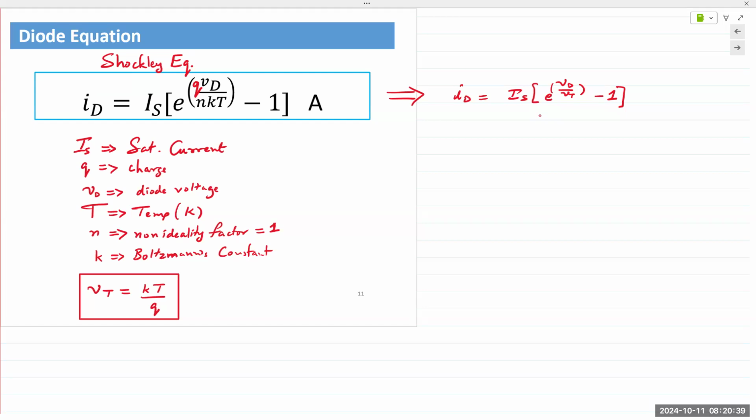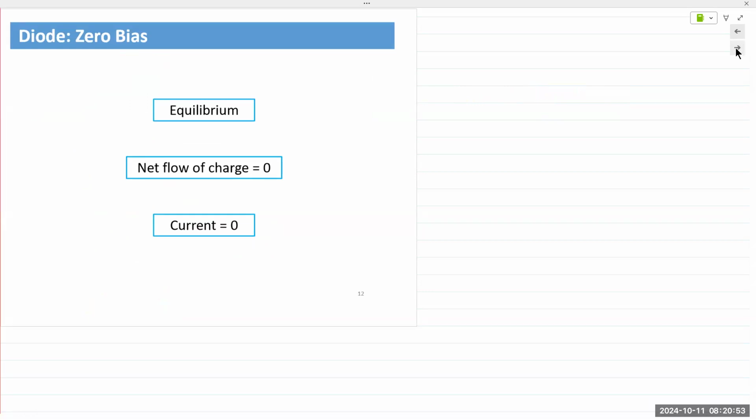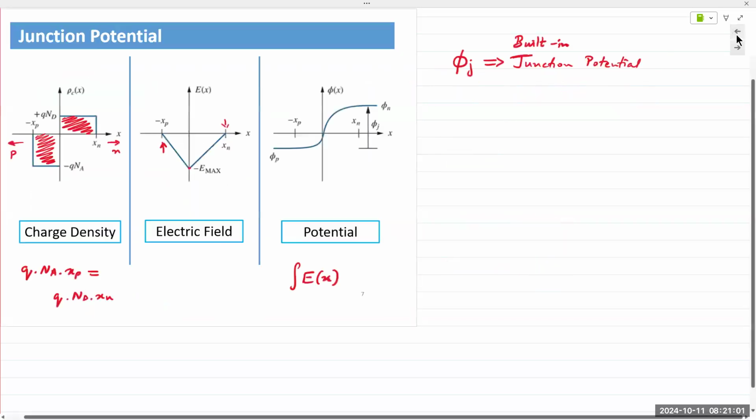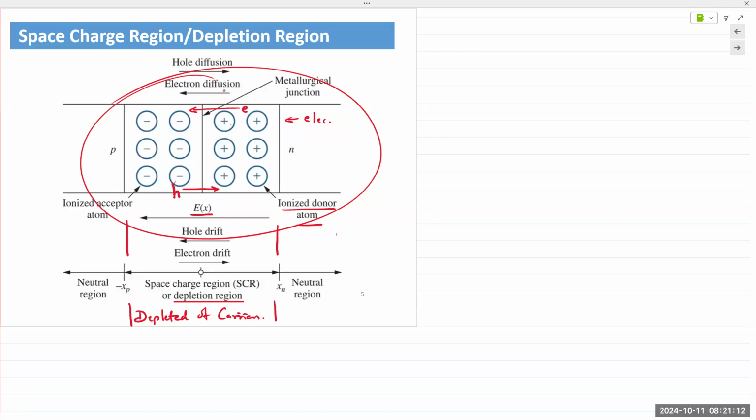So this is one mathematical model that describes the diode current in terms of the diode voltage. Now, if you take a look at all three of these, there's zero bias, reverse bias, forward bias. In zero bias, we already saw what happens. Zero bias is when we first bring the P and N type semiconductor together, with no external energy. We are not applying a bias, just the P and N junction coming together.